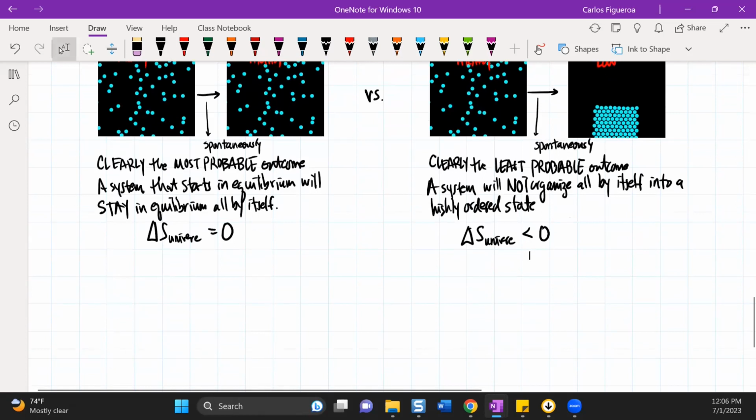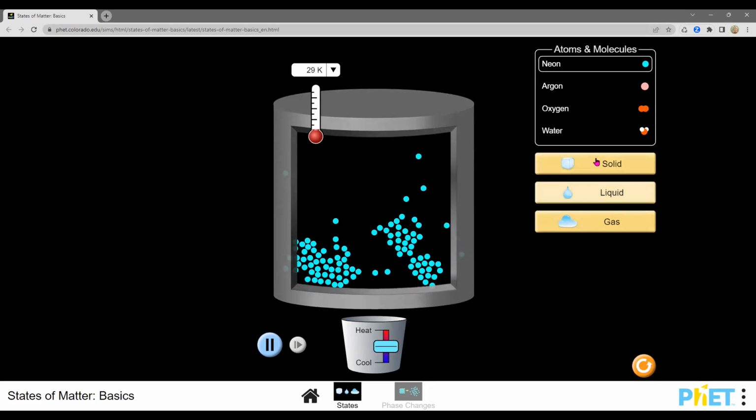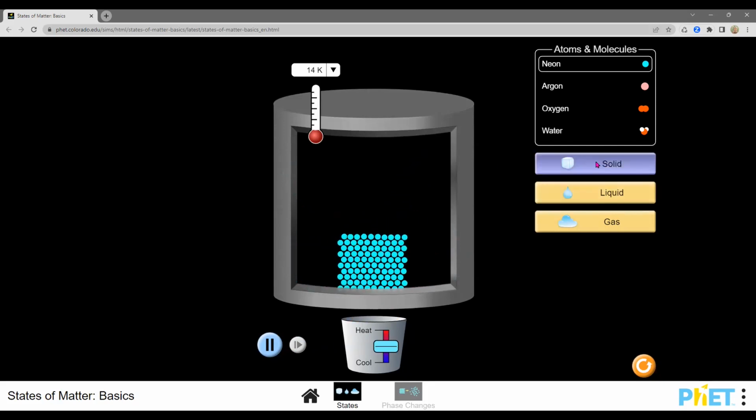Now let's go back to the applet. What if it wasn't spontaneously? So what if I start here? Okay, here we go. If I look at this solid here, note that I can add heat, right? I could add heat. No. Let's not do that. I'm going to make it easier. So let's not add heat, but it does apply for adding heat.